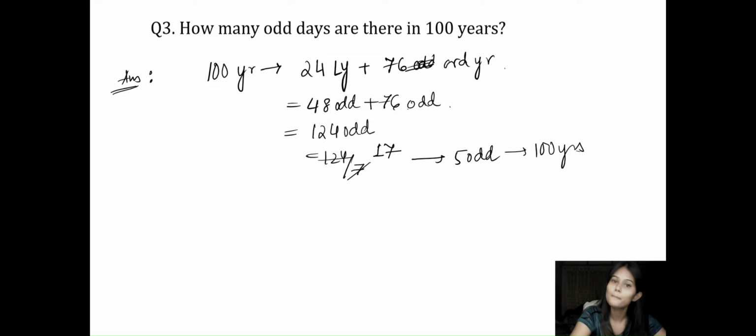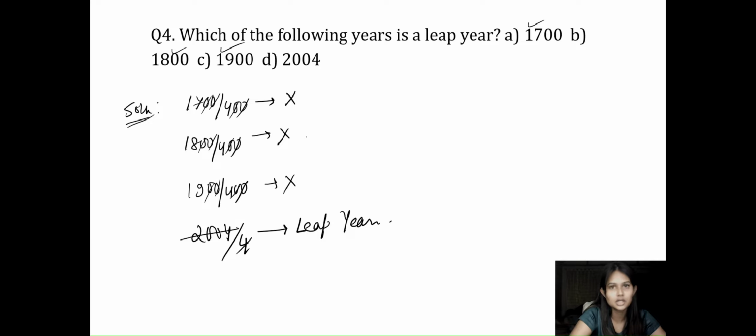Whenever it's an ordinary year, we'll divide it by 4 to check if it's a leap year. And whenever it is a century year, like 1800, 1200, 1700, then we'll check using 400. We'll divide it by 400. If it's perfectly divisible, then it is a leap year.